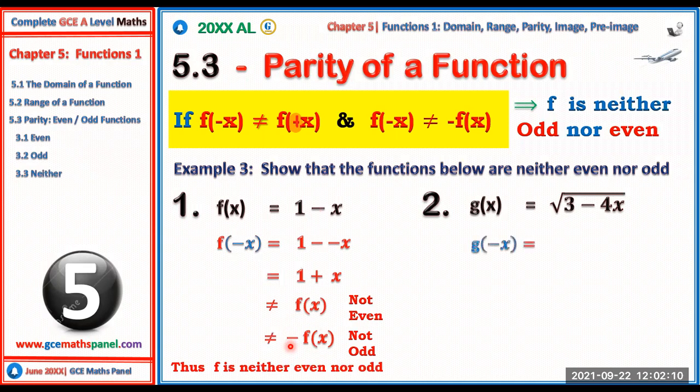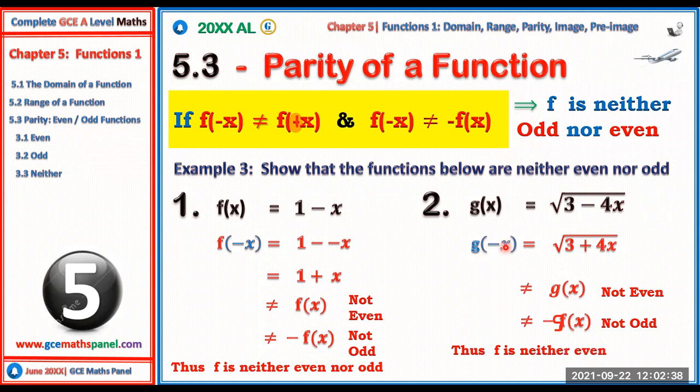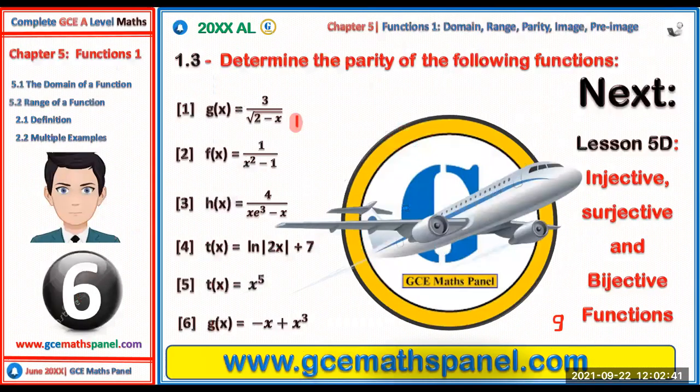Look at the second function. g of minus x will give us 3 plus 4x. And this is not equal to g of x. Neither is it equal to negative g of x. So this function is not even and not odd. So this type of function is neither even nor odd. So we can have some questions and some functions here like this. Also look at these functions and see if they are even or odd.